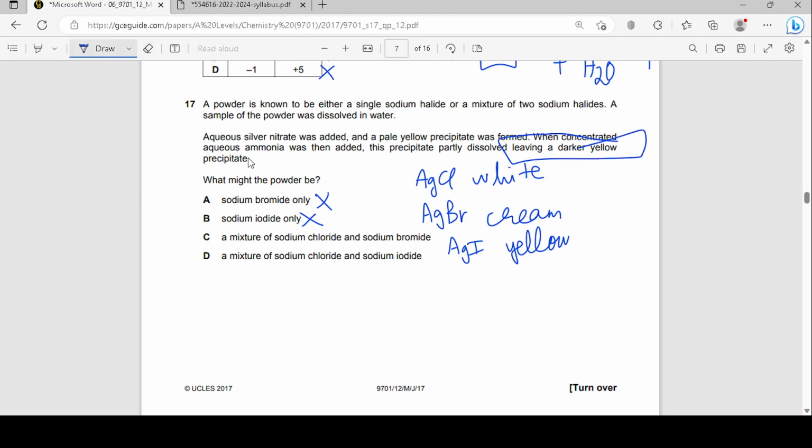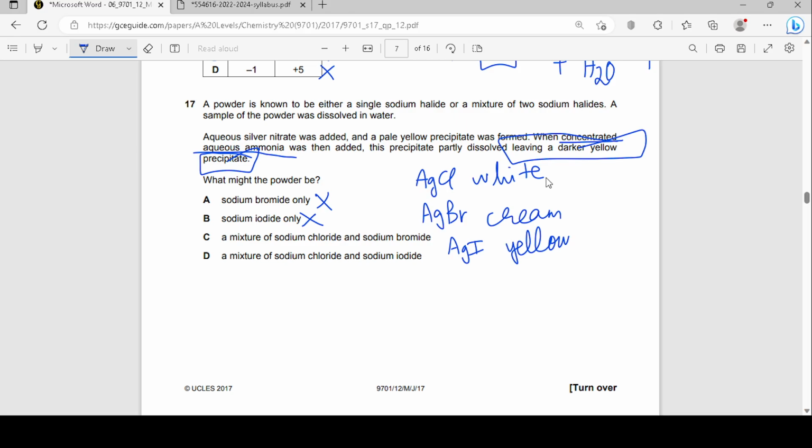And so, because they said that this precipitate partly dissolved, leaving a darker yellow precipitate, know that concentrated aqueous ammonia can dissolve both of these, right? AgCl can dissolve in concentrated aqueous ammonia, and AgBr can also dissolve in concentrated aqueous ammonia, whereas dilute aqueous ammonia would only dissolve AgCl, right? But since it's concentrated aqueous ammonia, it could dissolve AgCl or AgBr. So I'm not sure if the first one is AgCl or AgBr.